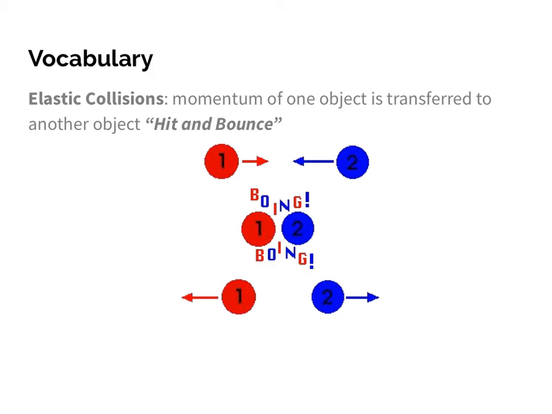An elastic collision is where we're going to see two things hit and bounce. The key thing is that we have two separate objects, object 1 and object 2. They're going to collide and then they're going to separate. So elastic means they're going to bounce. Think of that word: elastic means for something to return back to its original position.